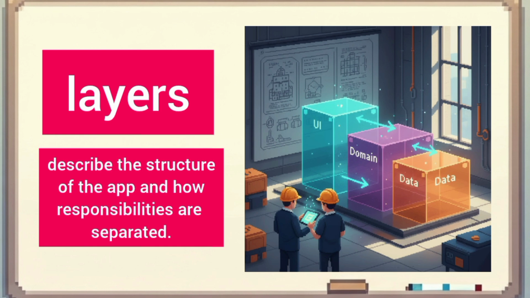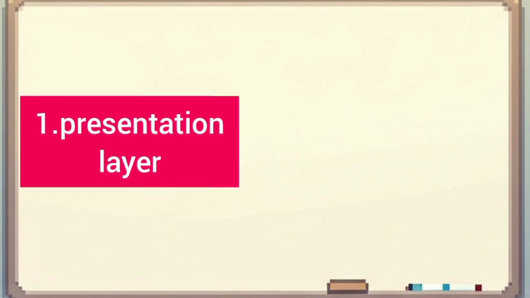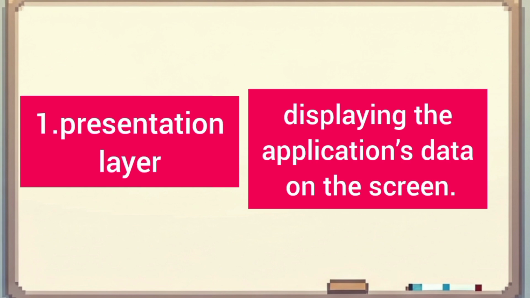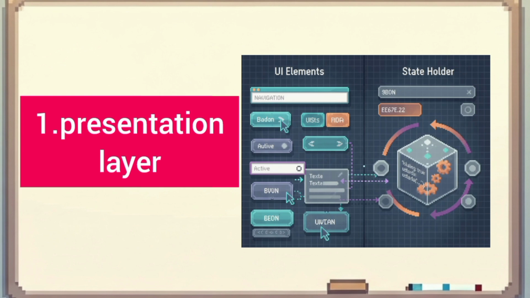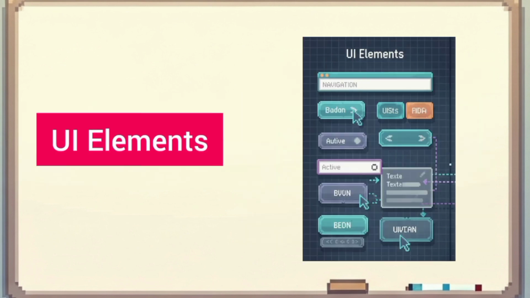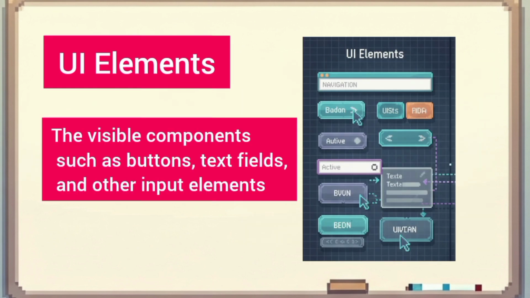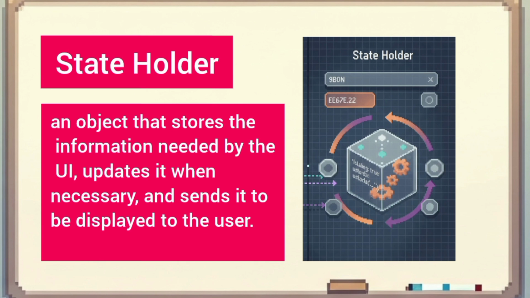Let's start the explanation from the presentation layer. This layer is responsible for displaying the application's data on the screen. It consists of two main parts: UI elements and StateHolder. UI elements are the visible components such as buttons, text fields, and other input elements. StateHolder, think of it as the small brain behind the screen. An object that stores the information needed by the UI, updates it when necessary, and sends it to be displayed to the user.